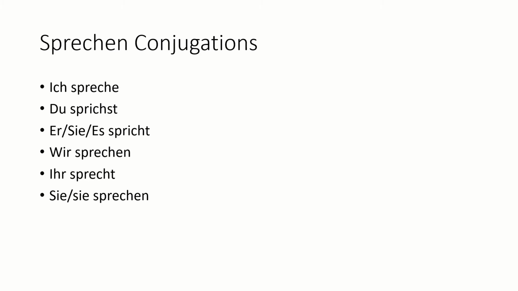So this one is slightly irregular, only because for two of them, the E changes to an I. So for sprechen conjugations, we have ich spreche, du sprichst, sie spricht, wir sprechen, ihr sprecht, und sie sprechen.